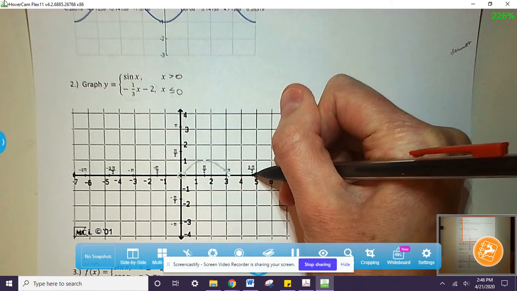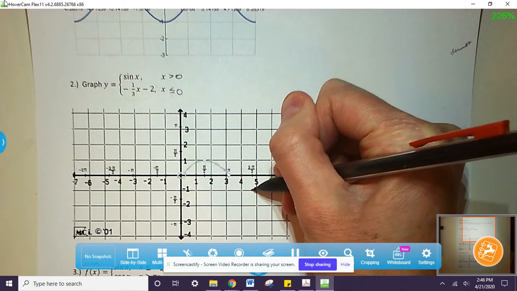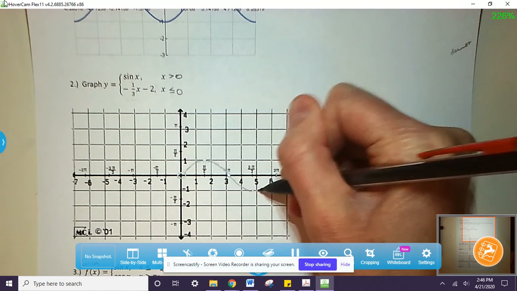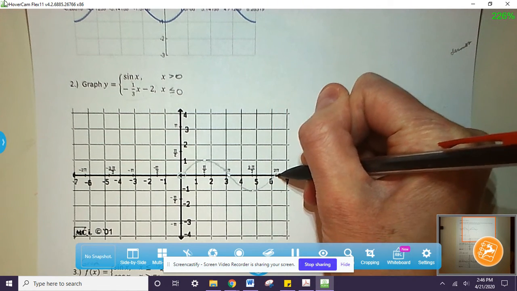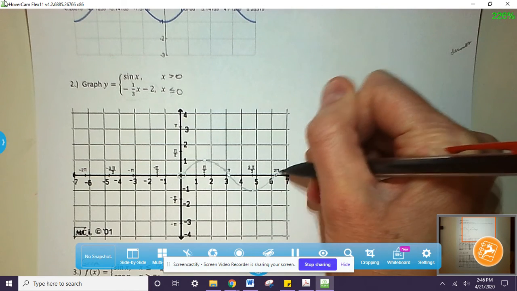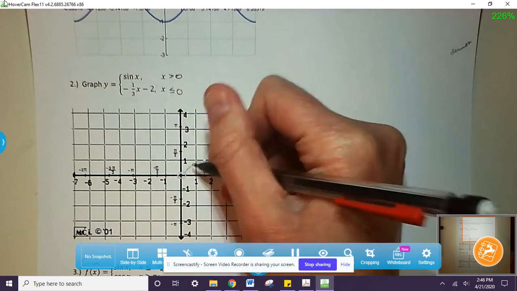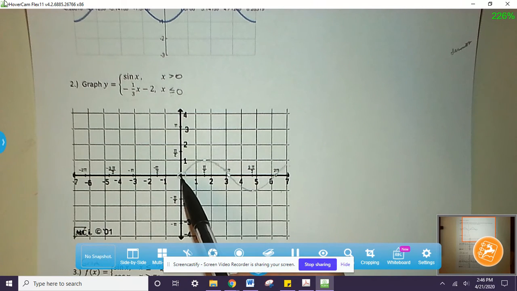And then here we have 3 pi over 2, the next quadrant angle, we're going to have a min. And at 2 pi, we'll have a max again. And then to fill the viewing window, I can't quite make it to another max, but I'll just continue on my way. And that's what the graph should look like to the right of the y-intercept.